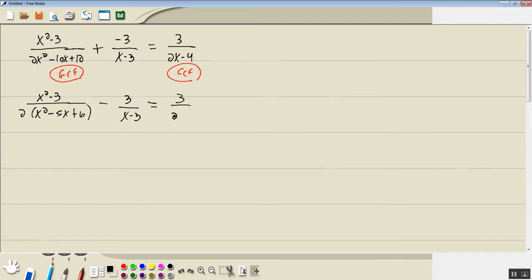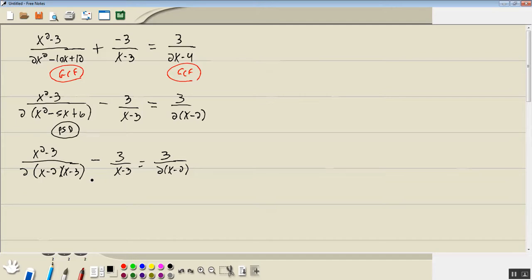And this one I'll factor out a 2, and that gives us x minus 2. Now this factors using the PSD. So we got x squared minus 3 over 2 times x minus 2, x minus 3, minus 3 over x minus 3 is equal to 3 over 2 times x minus 2.